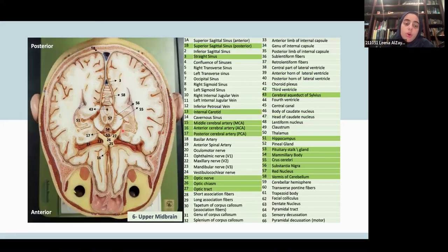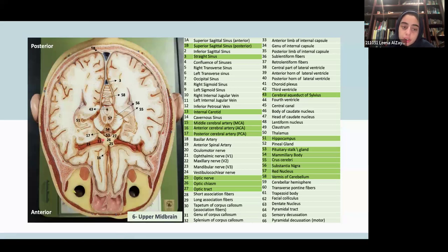Okay, now we're in the upper midbrain. So you can see the optic chiasm over here. You can see the eyes, you can see the nose over here. And over here at this level, at 15, this is the middle cerebral artery that is created from the internal carotid artery. So this was once the internal carotid artery. We still have the anterior cerebral artery. Now we have the middle cerebral artery.